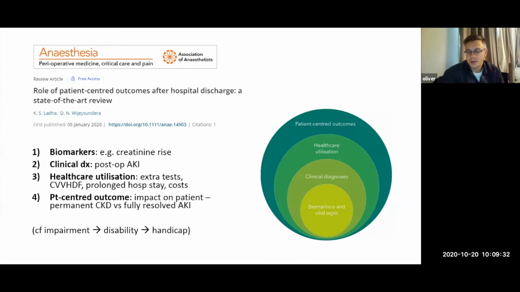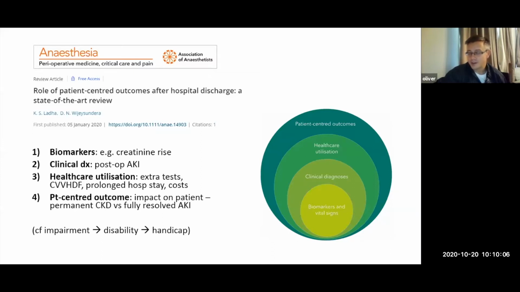outcome measurements. So you can look at fairly simple to measure biomarkers, for example, a creatinine rise after an operation. And you do that because you're interested in a clinical diagnosis. So, for example, post-operative acute kidney injury. And one of the reasons you're interested in that diagnosis is because of the implications it has for patients being in hospital and recovery and the costs of care. So healthcare utilisation measures that I've already touched on. But then the patient-centred outcome at the end of all that may be very variable.